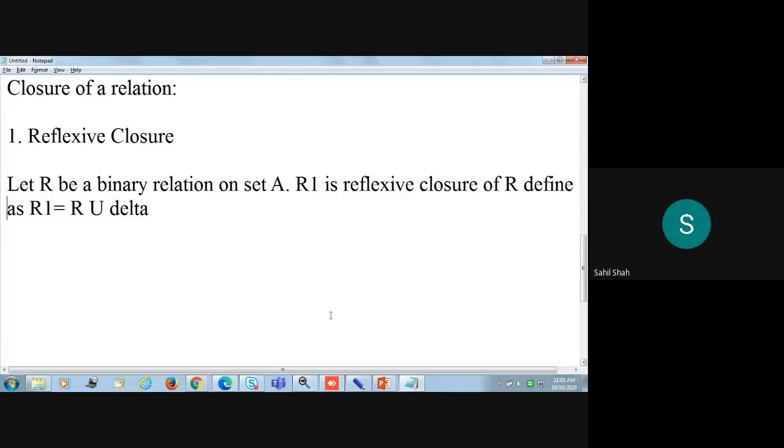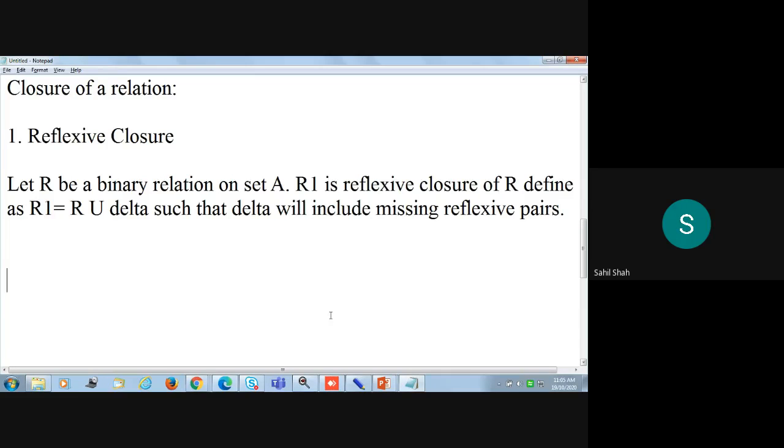R1 is a reflexive closure of R defined as R1 equal to R union delta, such that delta will include missing reflexive pairs. This will be the smallest relation.